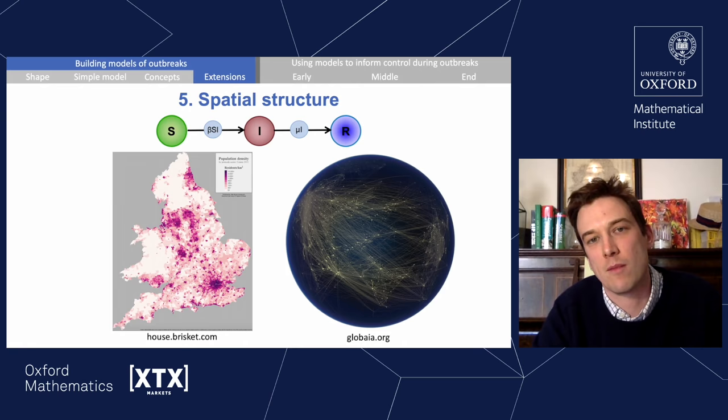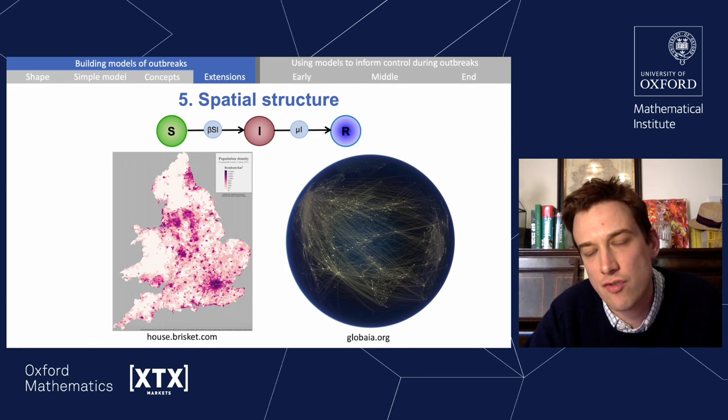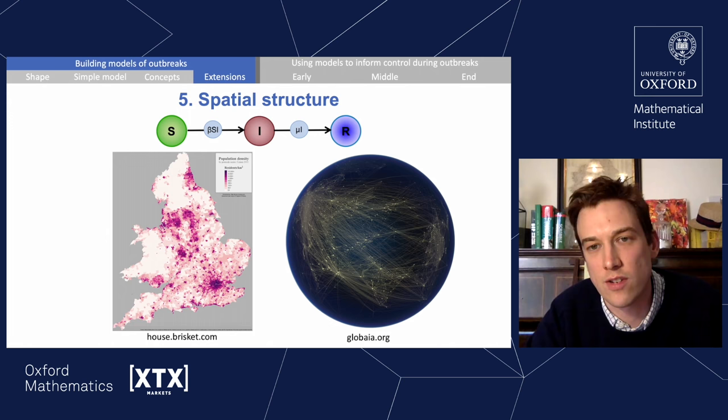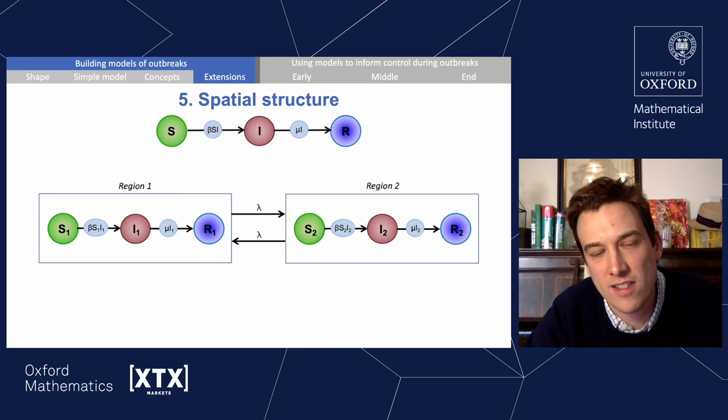On the right-hand side is a graph of air traffic routes over Eurasia. What you can see here is that some areas are very well connected and other areas are a lot less well connected. Again, that's something that we can include in an SIR type model if we want to. And this is how we do it. I'm considering a model which only has two regions in it, two spatially distinct areas, but you can extend this idea to any number of regions you want.